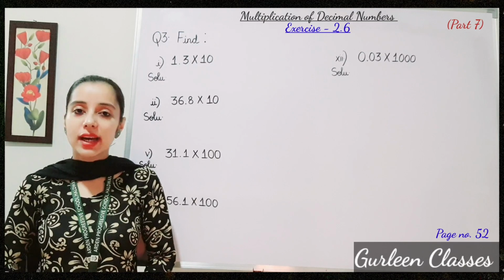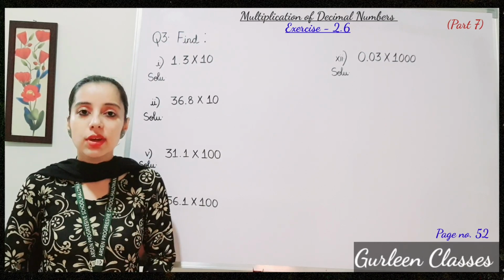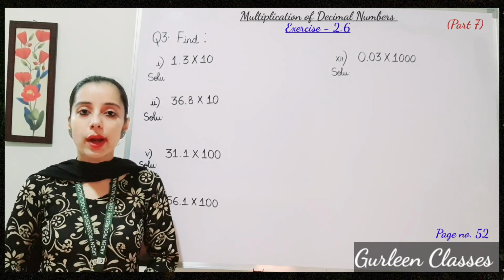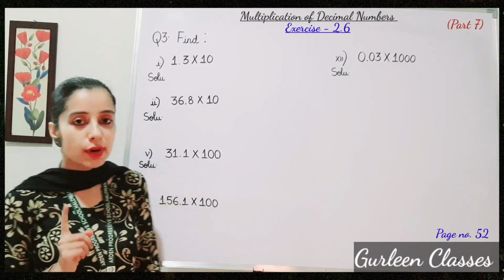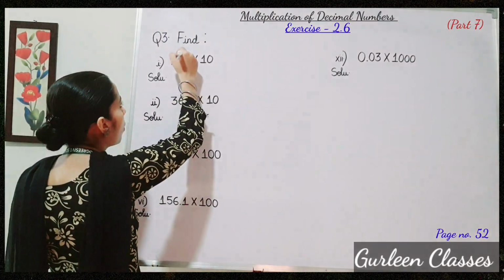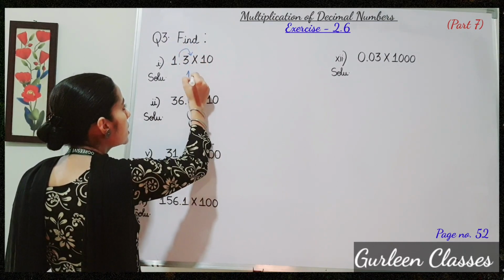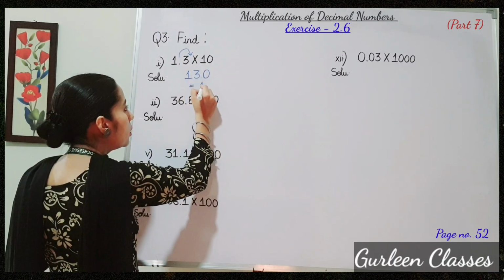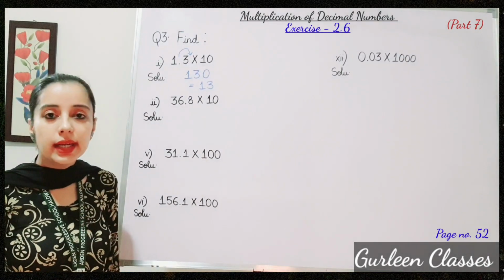Question number 3, find. First part, 1.3 into 10. So whenever we multiply a decimal number by 10, we move the decimal point to the right by 1 place, as 10 has only 1 zero. So this decimal point will be shifted to the right by 1 place. So your answer is 13.0, that is 13.